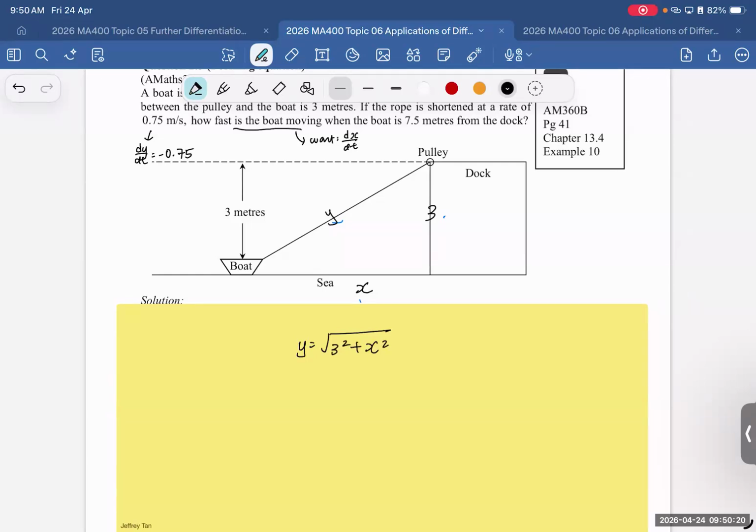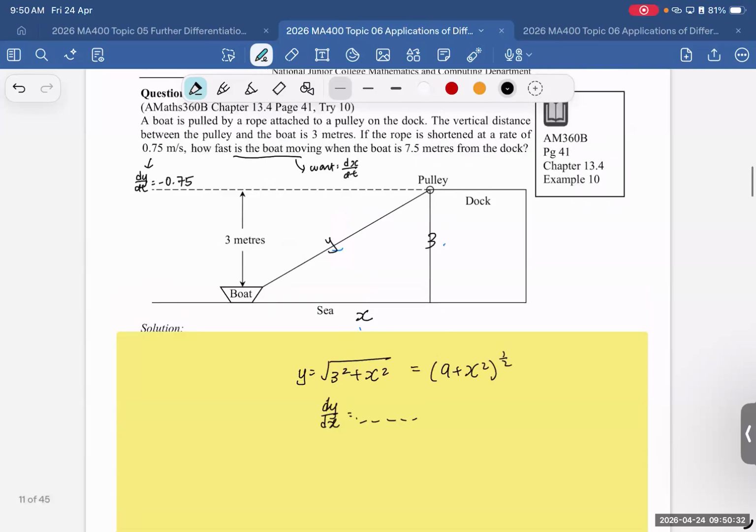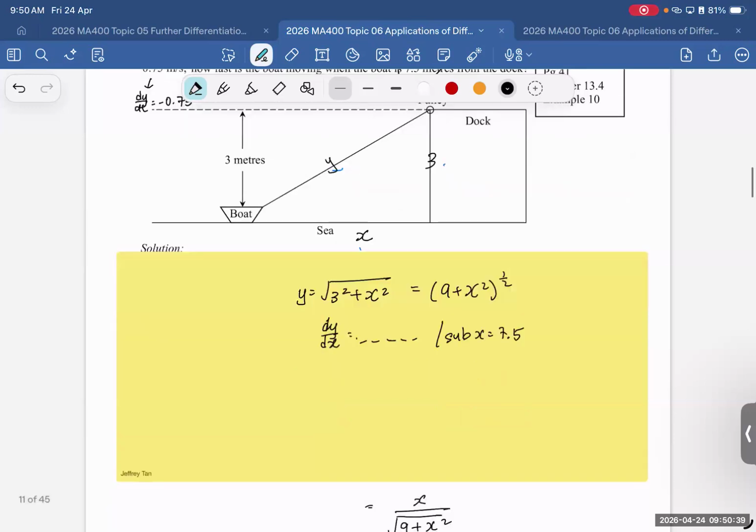Okay, so far. Then what does it mean? Can I say that it can look like this? Yes, then I can find my dy/dx. After I find my dy/dx, I sub in, for example, x equals 7.5. Clear? So sub x equals 7.5. I form the equation first. dy/dt is dy/dx times dx/dt.